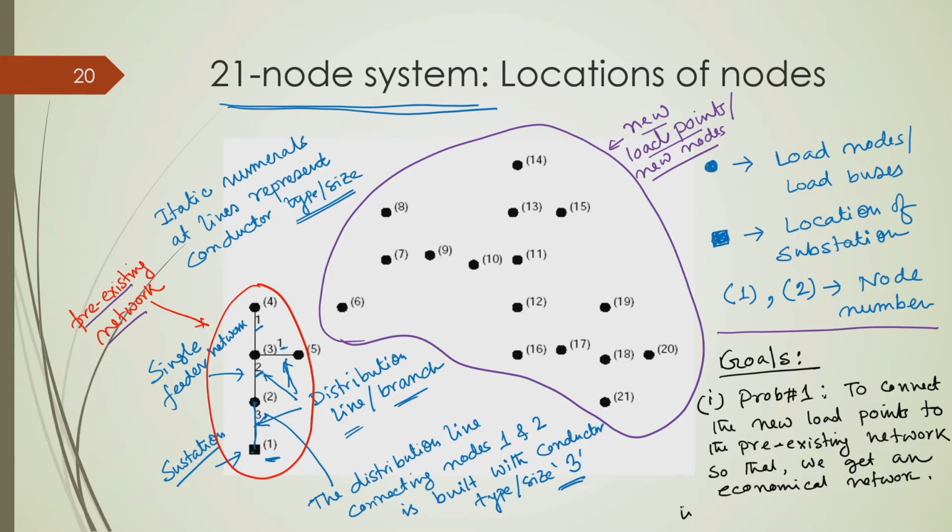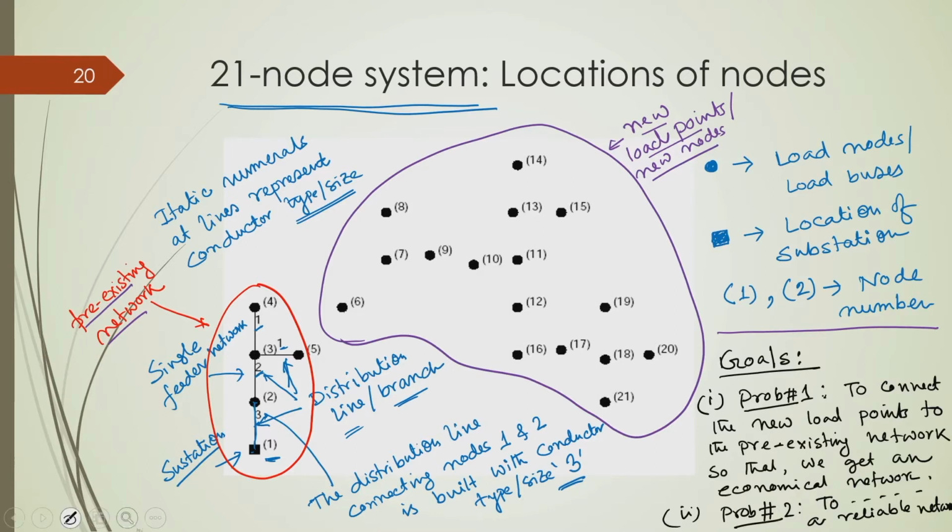Okay. And in problem 2, everything is the same. Here also our goal is to connect all these new nodes or new load points to the pre-existing network, but here our goal is to find a reliable network. So, instead of an economical network, here we are intending to have a reliable network. Okay. So, that is the difference between problem 1 and problem 2.